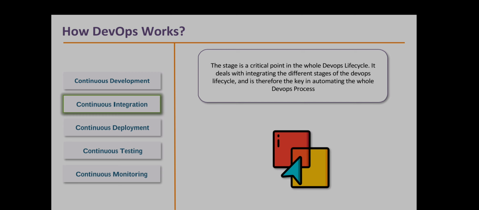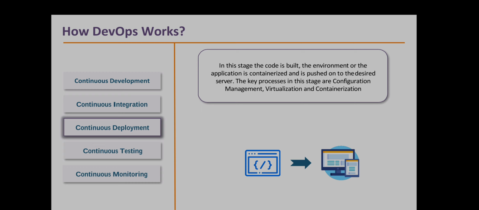So in that, this is the main key in automation. Continuous integration is the main key in automation in all DevOps process. The third stage is continuous deployment. In this stage, the code is built in an environment or the application is containerized and is pushed on the desired server. The key processes in this stage are configuration management, virtualization and containers.